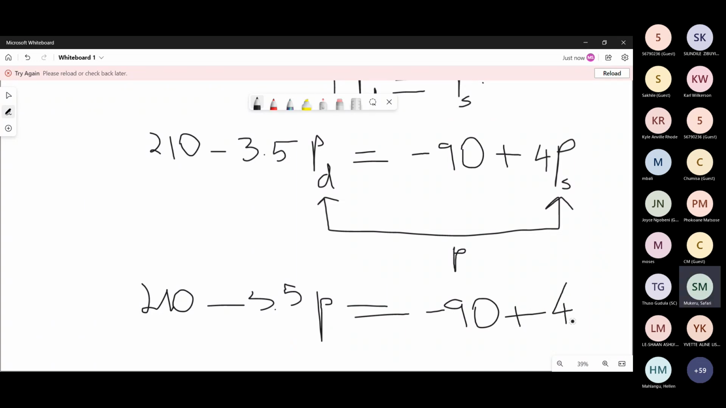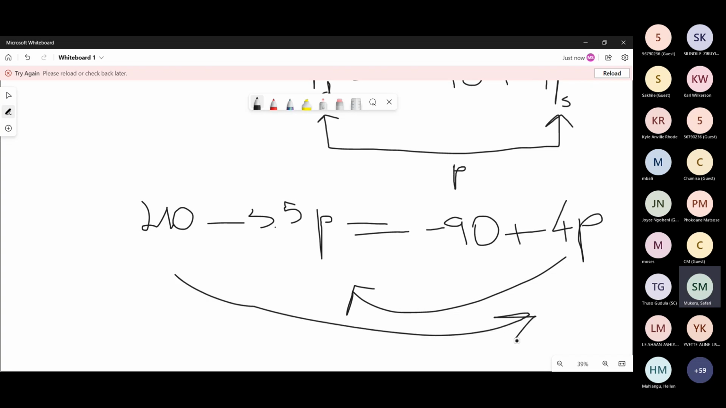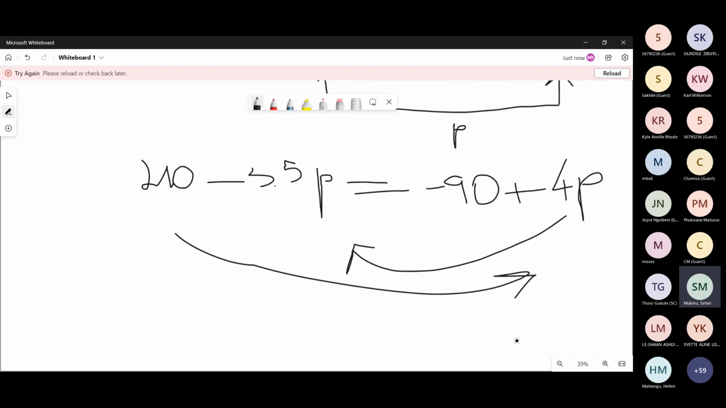Why do I use the same letter P for the two prices? Because they are the same, right? At equilibrium, PD and PS are the same. Now we solve this simple equation with only one variable, which is P. Then we have the following. Take this here, and 20 can go that side. You remember how to solve an equation with one unknown.